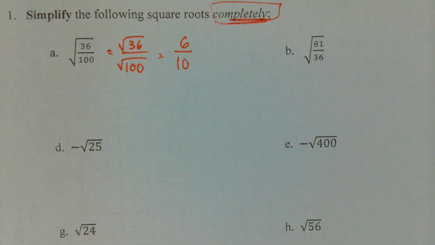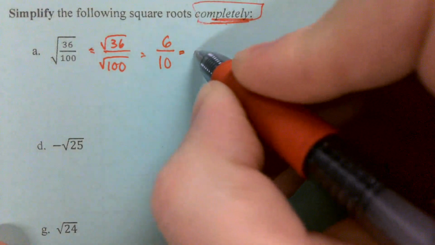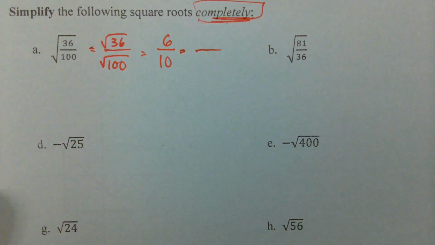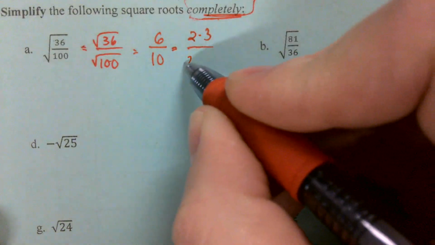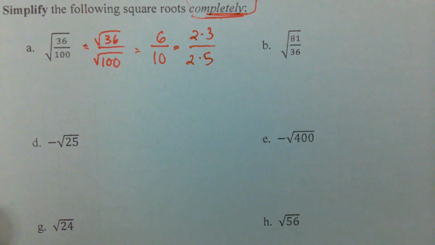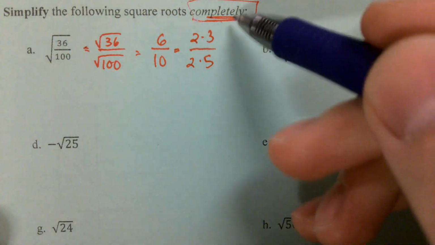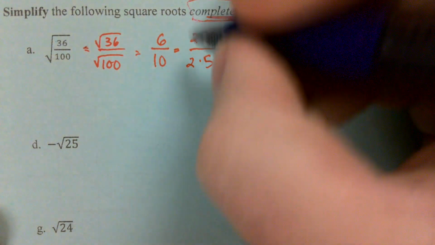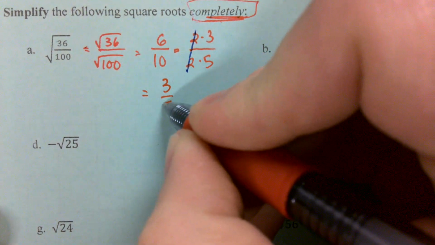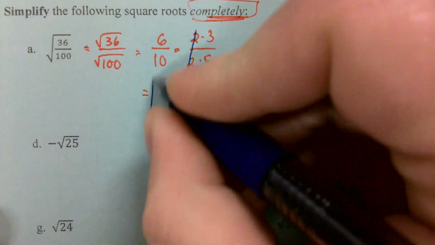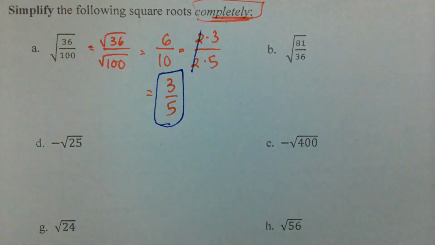Divide by 2. Good. Here's what that looks like. If we split these two terms up, what two numbers multiply to give me 6? 2 times 3. What about 10? 2 times 5. Is there any terms in common that we can cancel on the top and the bottom? Pair of 2's. And what are we left with? 3 over 5. There is our completely simplified answer.